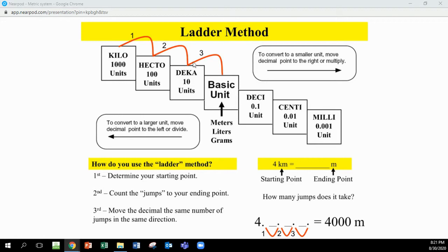So 1 kilometer is going to be 1,000 meters. 1 kilogram is going to be 1,000 grams. Sorry, 1 kilometer is going to be 1,000 meters. 1 kilogram can be 1,000 grams. 1 kiloliter will be 1,000 liters.